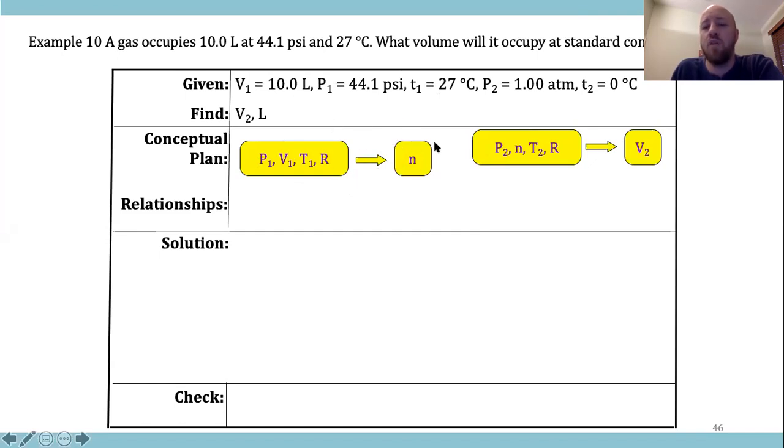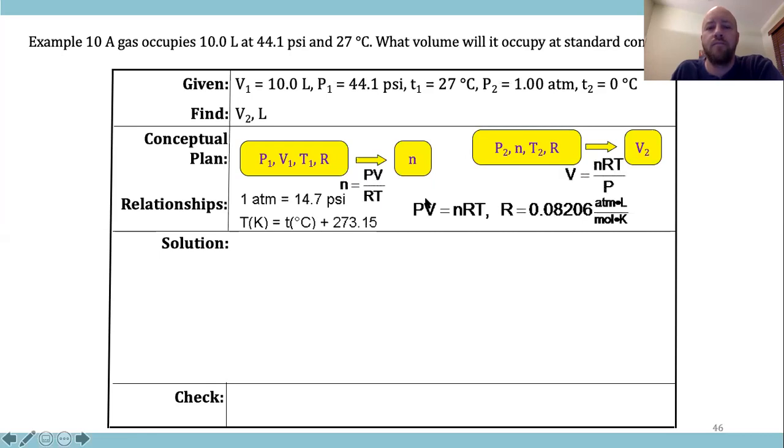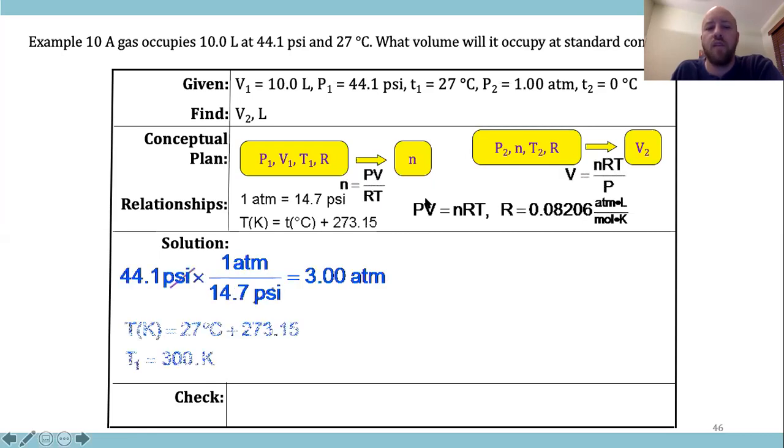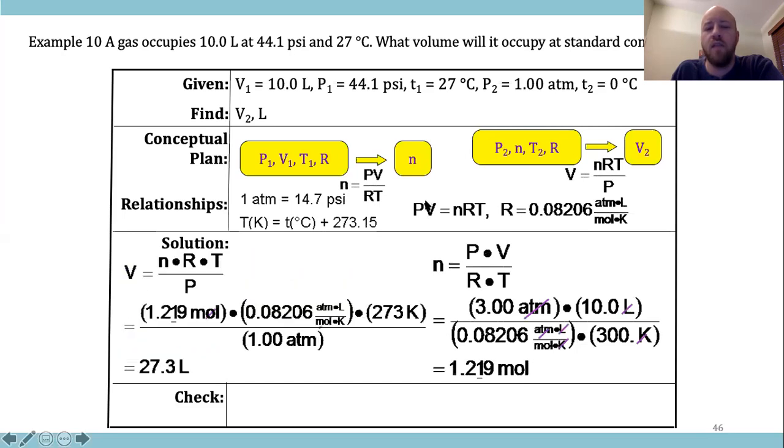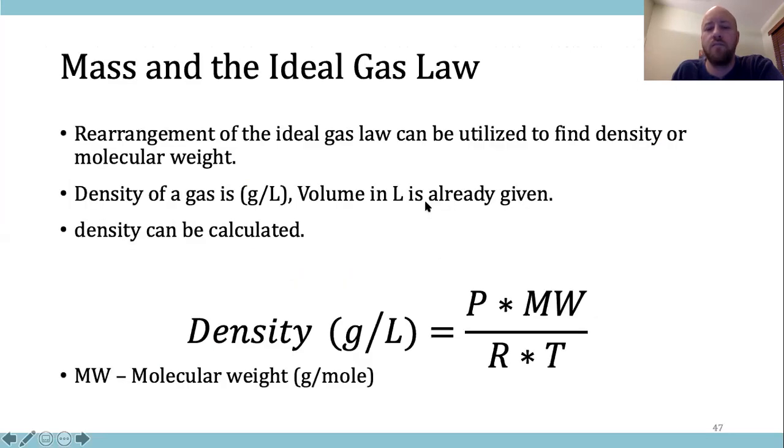Because it's a container, the number of moles of gas doesn't change. Once you find out how many moles of gas there are in the first condition, you can use that in the second condition in order to find the volume. But again, the combined gas law already assumes that the moles are constant, so it just takes it out of the equation. You can put this into the combined gas law and you'd get the same answer.